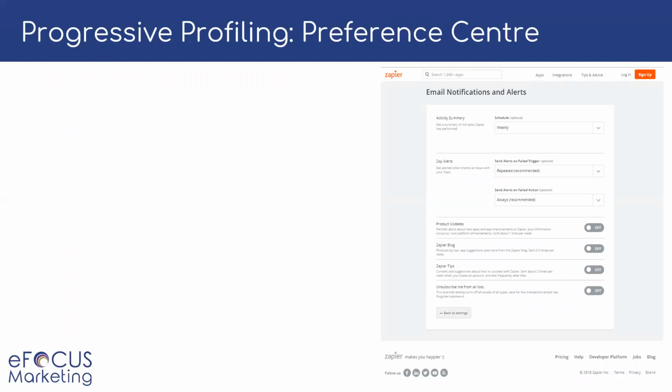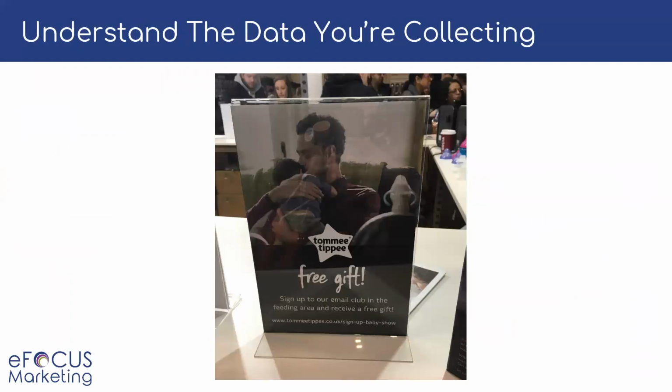So we've got a couple of examples here that you can use to inspire your preference centers, make them easy to use, make them easy to understand, give explanations of what they're opting into or what that data is going to be used for. So think about how you can go through and collect that data.